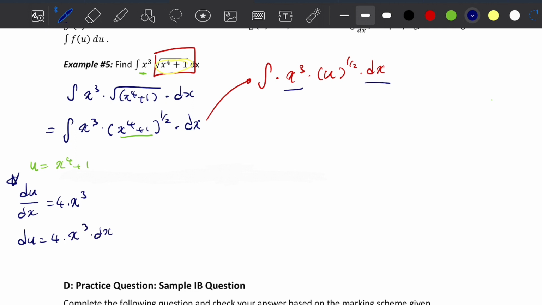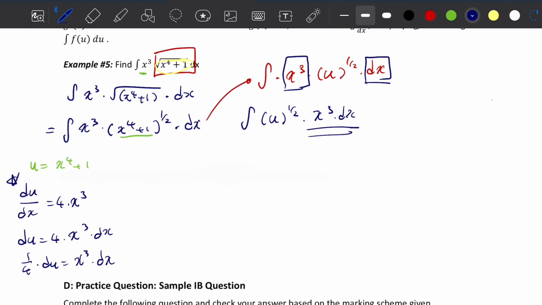That means 1 over 4 times du is also equal to x cubed times dx. So x cubed times dx can be replaced with 1 over 4 times du. So we get the integral of u to the power 1 over 2 times 1 over 4 times du.